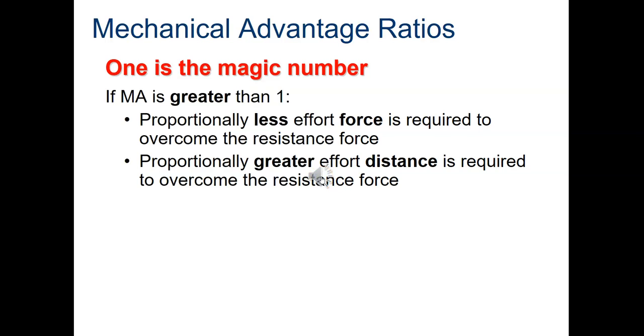This slide has a lot of information. What do you need to know? 1 is the magic number. If the mechanical advantage is greater than 1, then it takes less effort to overcome the resistance. If it's less than 1, it takes more effort to overcome the force. So why would you want to use more effort? Have you been to the gym lately?